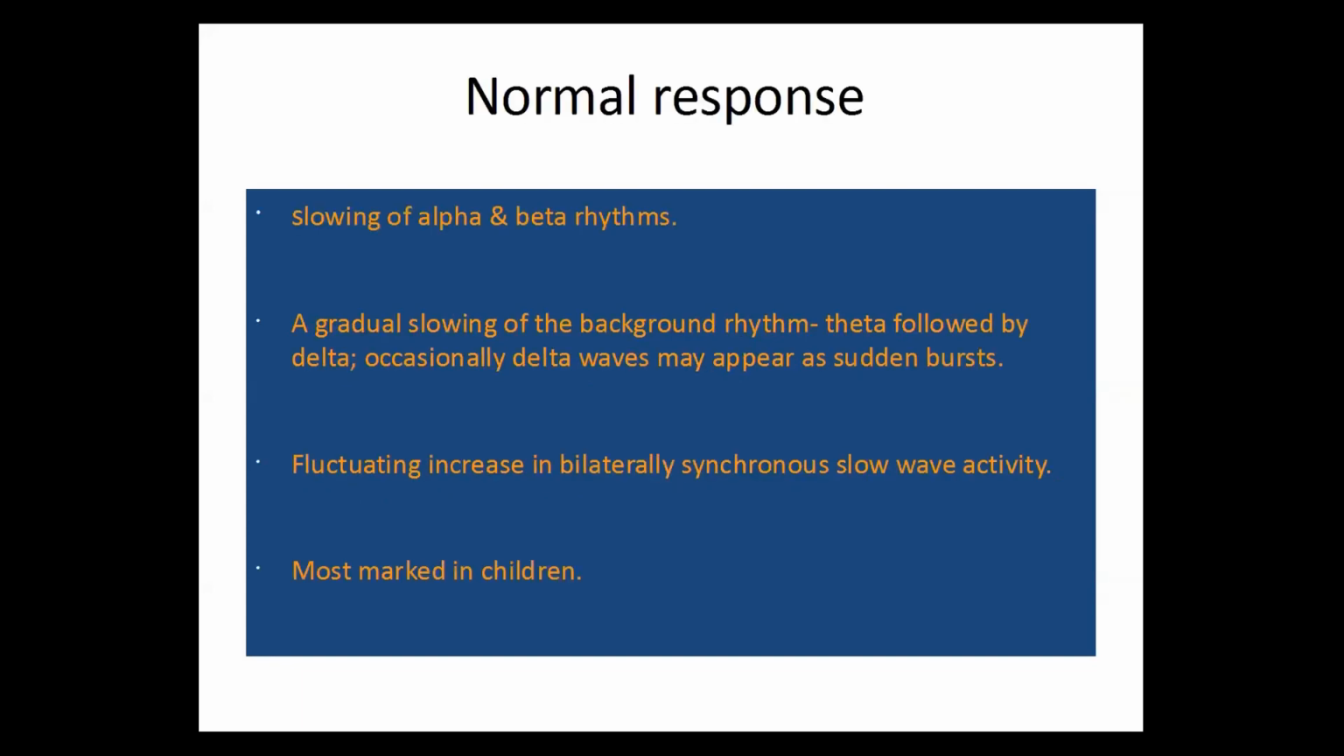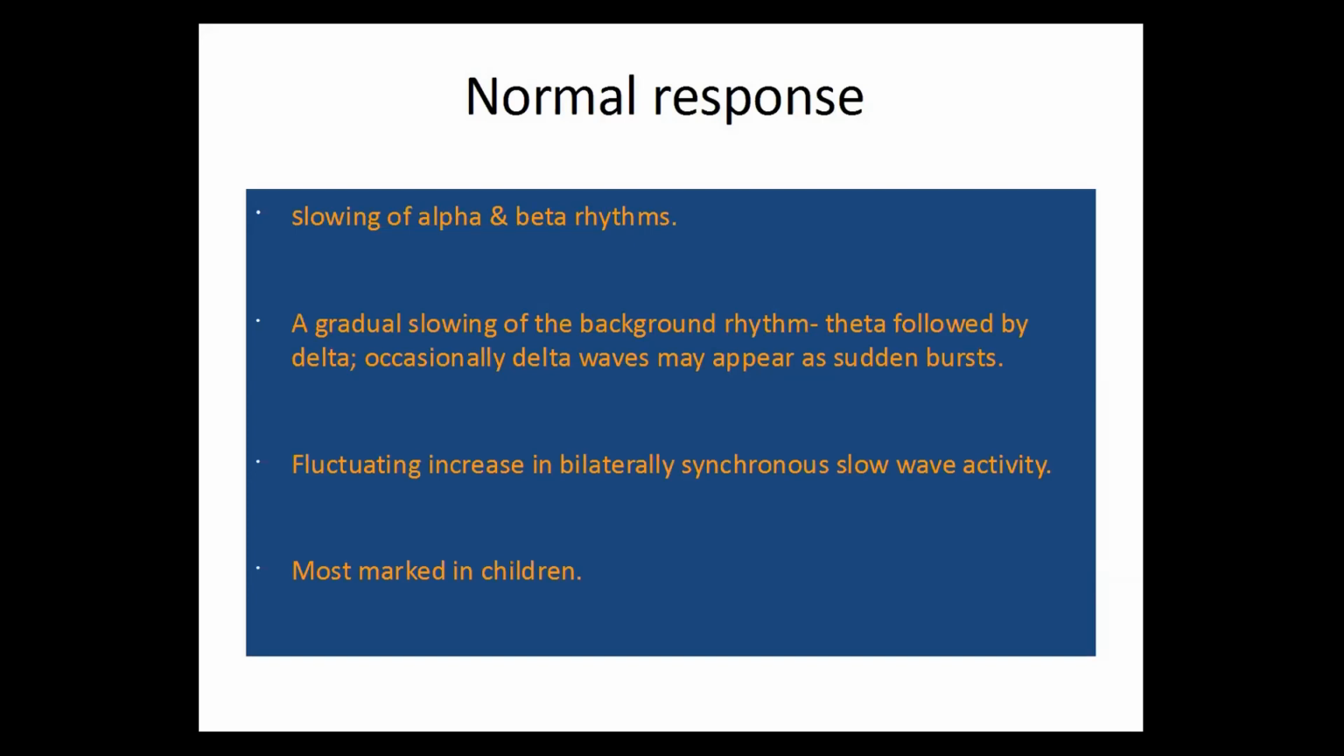The normal response is that you get slowing of the alpha and beta rhythms, then a gradual slowing of the background, theta will come in, followed by delta. Then there is a fluctuating increase in synchronous slow wave activity, and this will be most marked in children. As I told you the previous day, the posterior sharp waves of youth will tell us that the age is between 15 and 20.